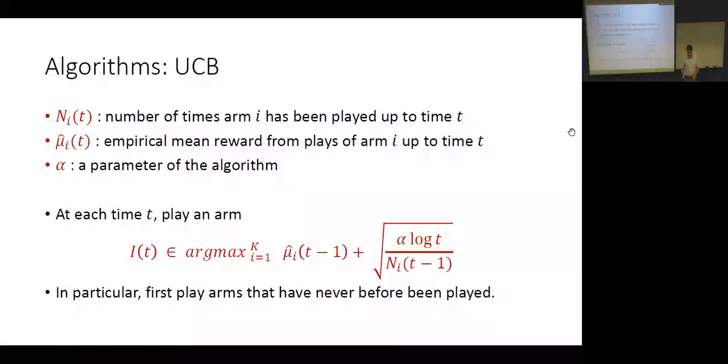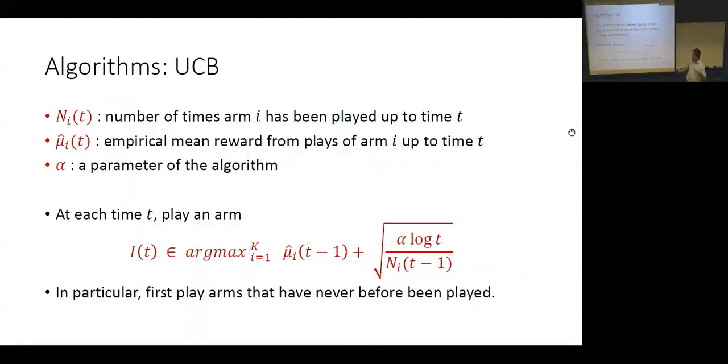Okay, so that's a review of results that are already known to most of you. There's also an algorithm which achieves the correct log t scaling, called the UCB algorithm, or upper confidence bound algorithm. So, how does the algorithm work?